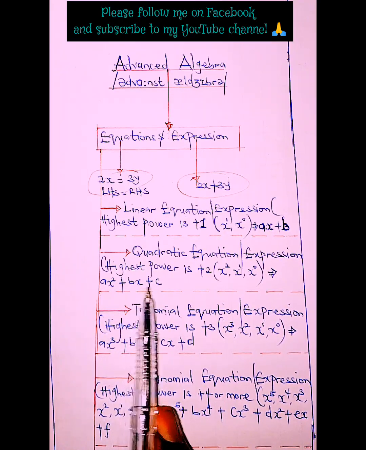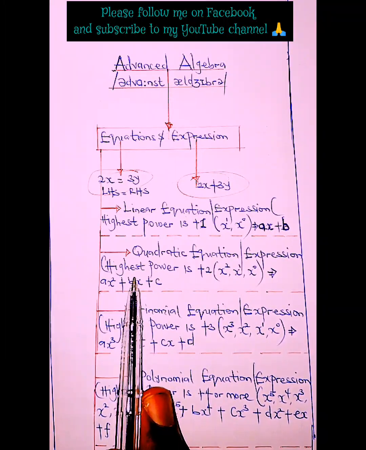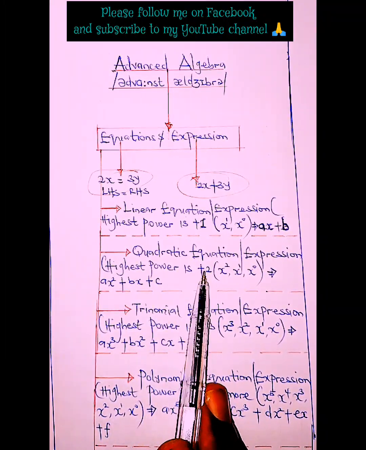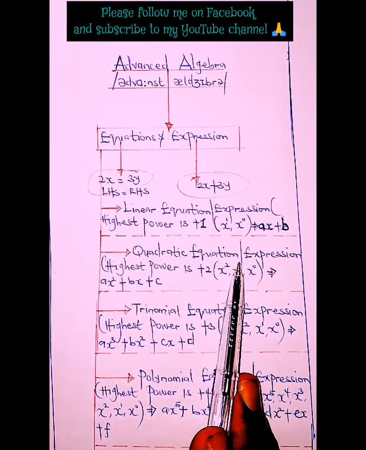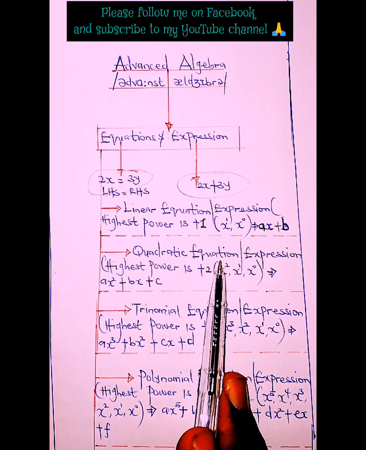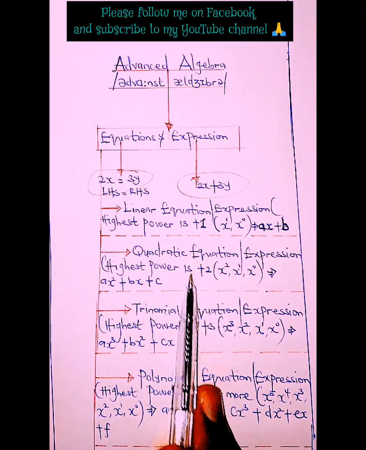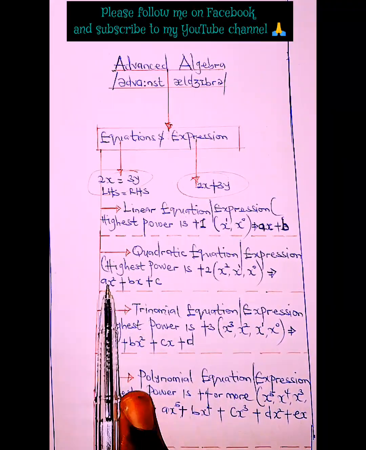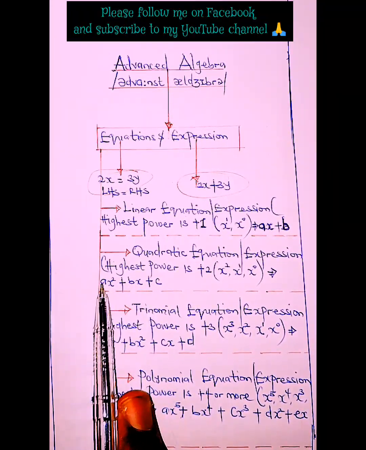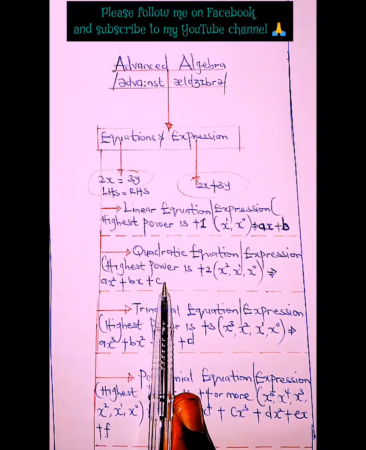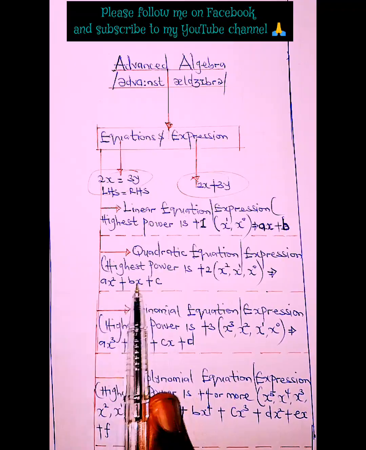The next we're going to be looking at is quadratic equation or quadratic expression. For quadratic equation or expression, the highest power is plus 2. That means we have something like x to the power 2, x to the power 1, x to the power 0, descending from the highest power to the lowest power. Don't forget, the highest power is plus 2, not minus 2. Look at this example: ax squared, that's x to the power 2, plus bx plus c. Watch out: the a, the b, and the c are all coefficients, while the x to the power 2, x to the power 1, and x to the power 0 represent the unknown or variables.